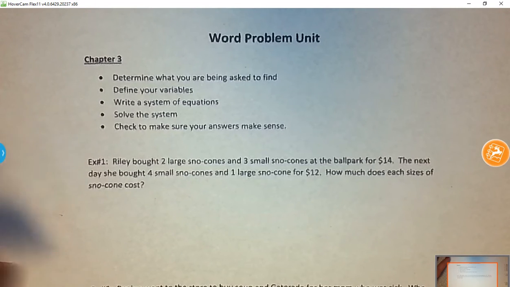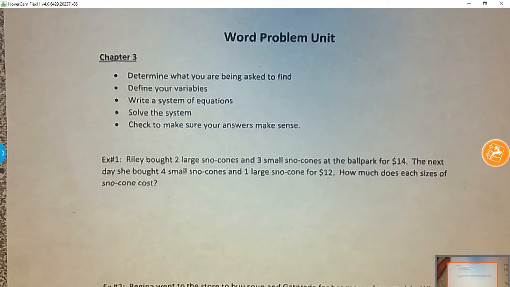So in example 1, Riley bought 2 large snow cones and 3 small snow cones at the ballpark for $14. The next day she bought 4 small snow cones and 1 large snow cone for $12. How much does each size of snow cone cost?